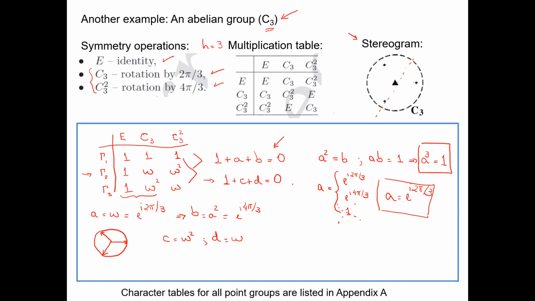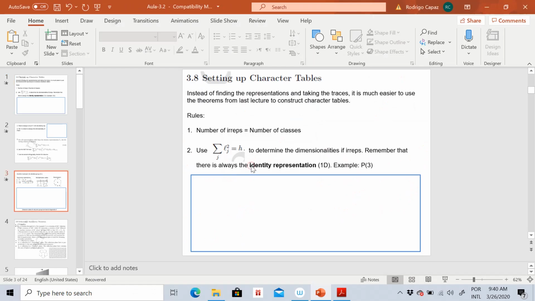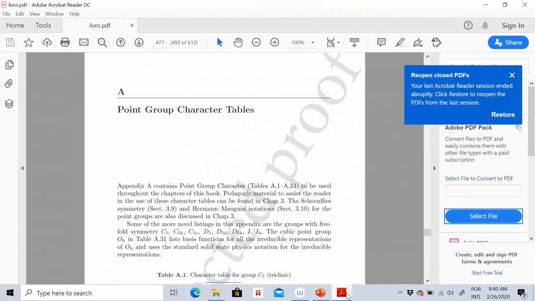So as I said, the character tables, people in the past have worked out almost all the possible examples, and therefore you can find them in textbooks, and especially in our textbook, you can find them in the Appendix A of the textbook. Let me show you where it is. If you look into our textbook, you see the Appendix A. You have very many different character tables initially for the so-called point groups.